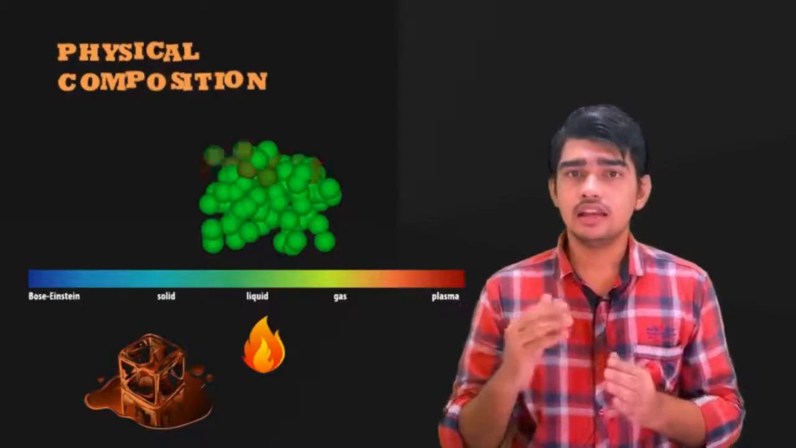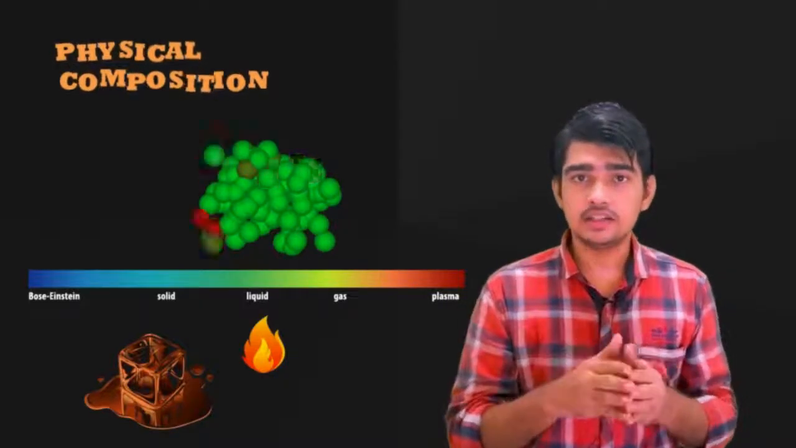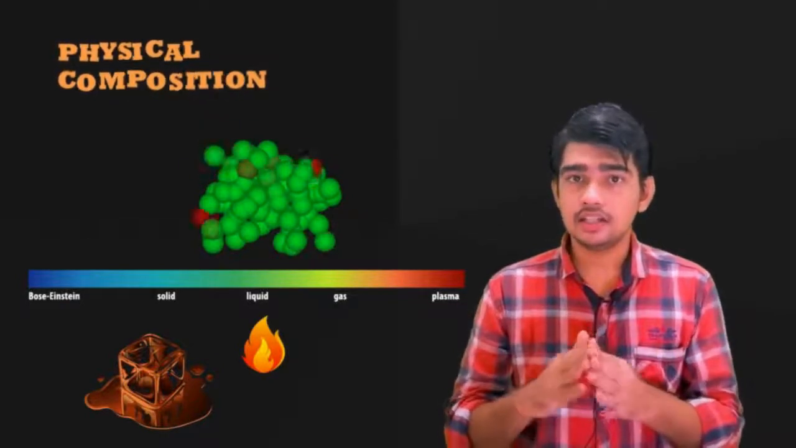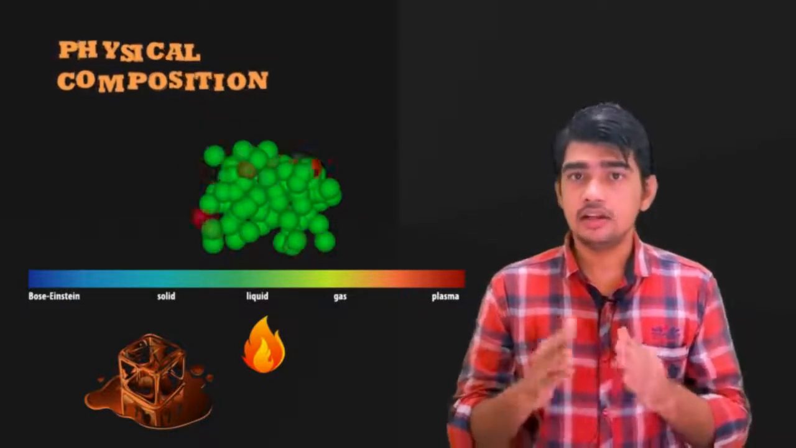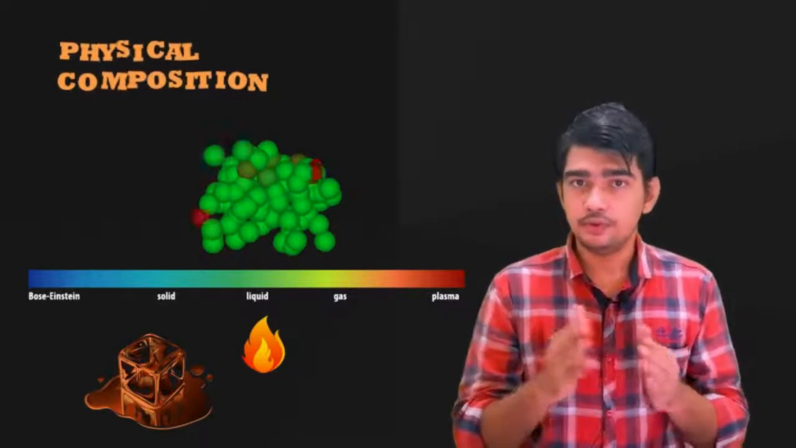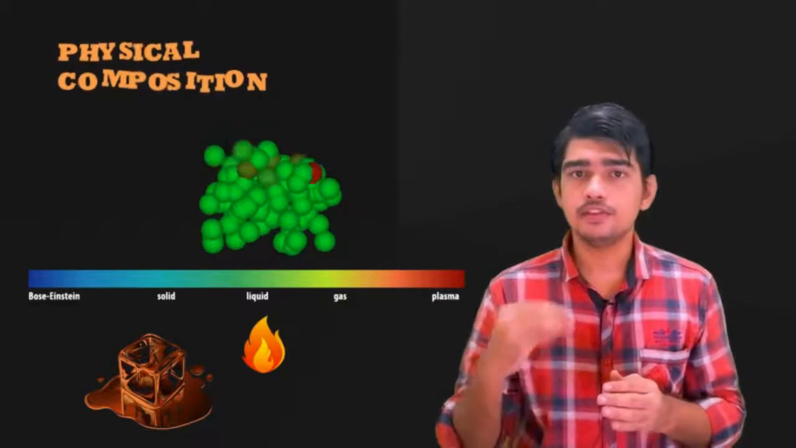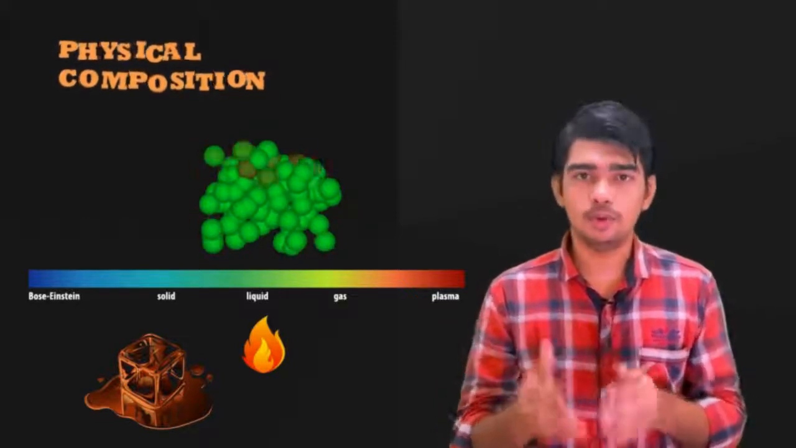In this state, the volume of matter, in liquid state, the volume of matter is going to be definite, but the shape doesn't remain definite. That is, it flows. Thus, it gets the name fluid. The substance which can flow is called fluid.